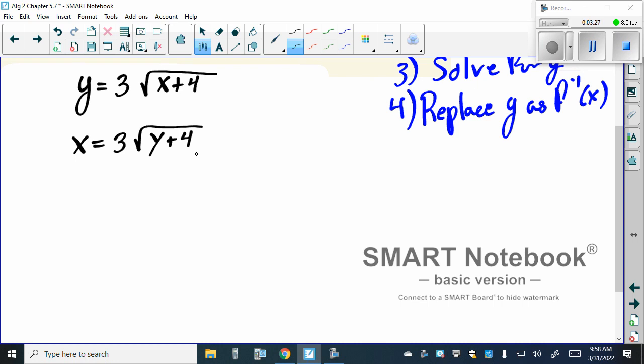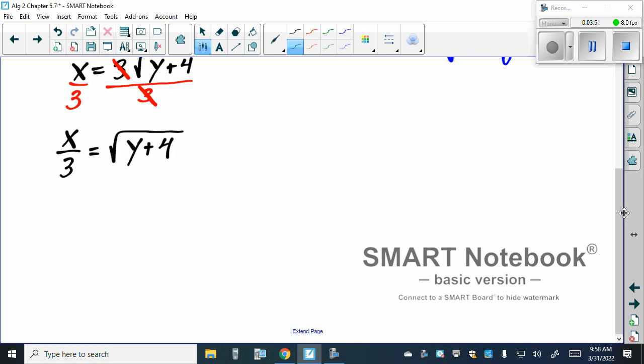Then the next step was to solve for y. So what's the first thing we can do in solving for y? Divide both sides by 3. Because 3 divided by 3 will simplify to 1. Telling us that we have x over 3 is equal to the square root of y plus 4. Now what do we need to do next? We need to square both sides.